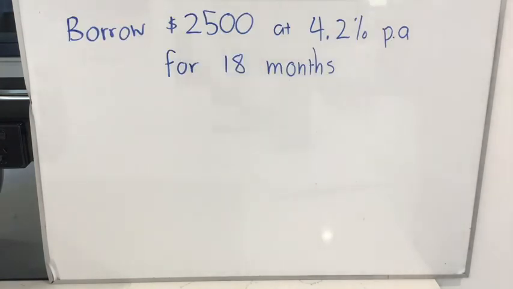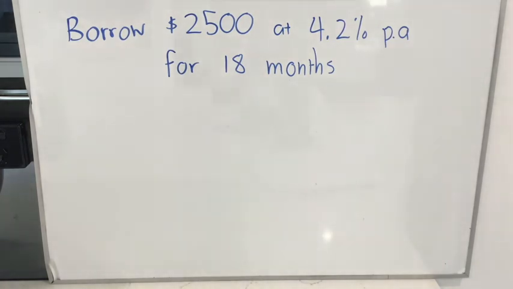Okay, one more question. Here's our last scenario. You need to borrow some money again. So you've gone back to the bank and you have asked if you can borrow $2,500. You want a loan. They've given you this loan of $2,500, but they've said this time the interest rate will be 4.2% per annum and the loan goes for 18 months.